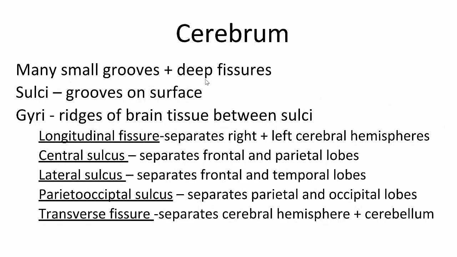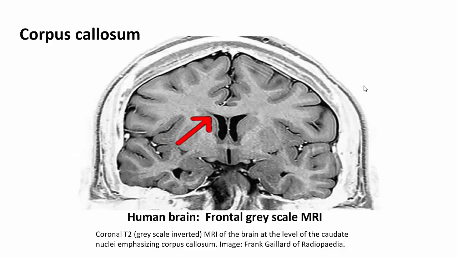This is a slide that's going to tell you what a sulci is versus a gyri. These are plural forms. The singular is sulcus. The singular on this word is gyrus. And then we have some significant sulcus and fissures here that I want you to know about. So you can pause this and write those down and know where they are and know what they're separating.